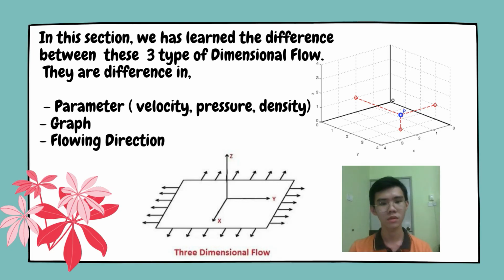In this section, we have learned the difference between these three types of dimensional flow. They are different in parameters, graph, and flowing direction.